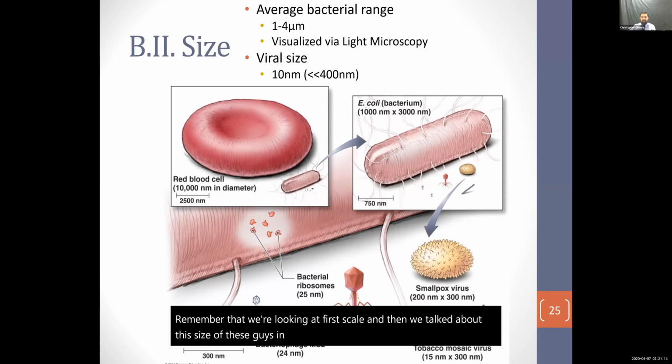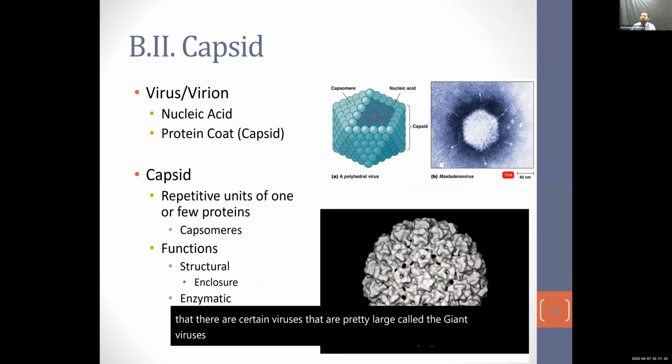Just reminders that there are certain viruses that are pretty large called the giant viruses, right? But the virus on the outside, the so-called virion that we were talking about before, can come in very unique shapes. And that is all due to the protein that they're made out of in terms of the outside. And that term, the coat that they're wearing, is referred to as a capsid.